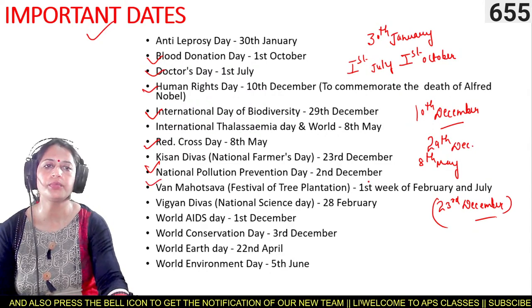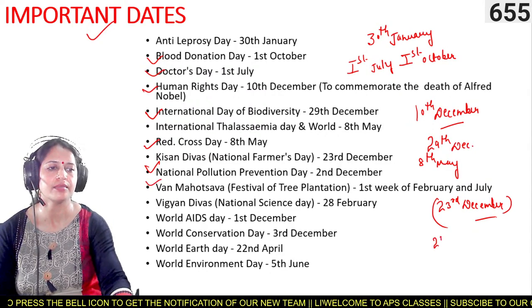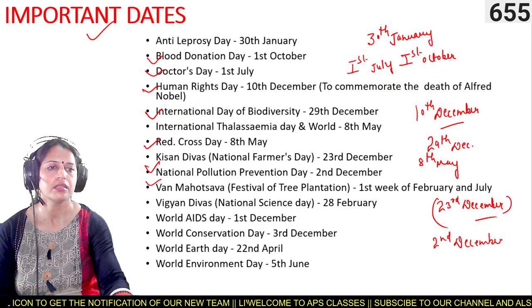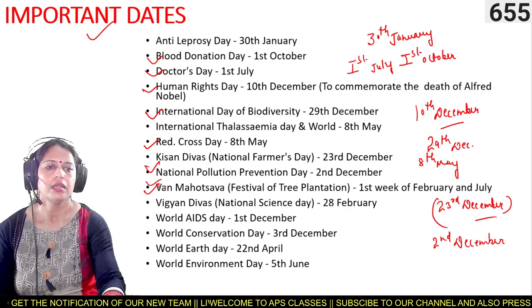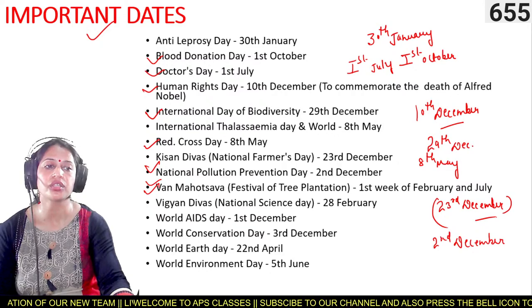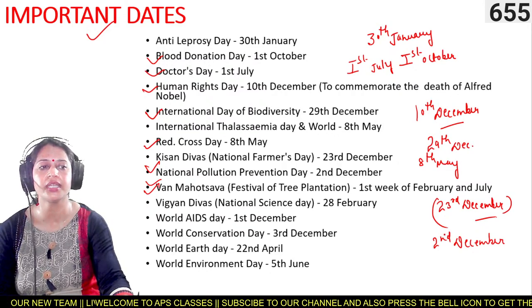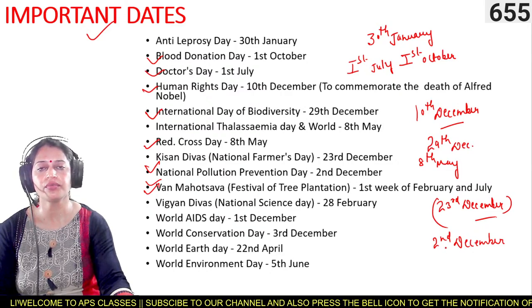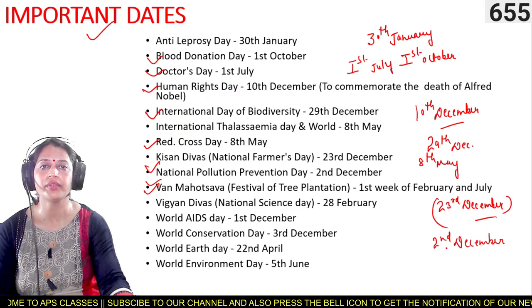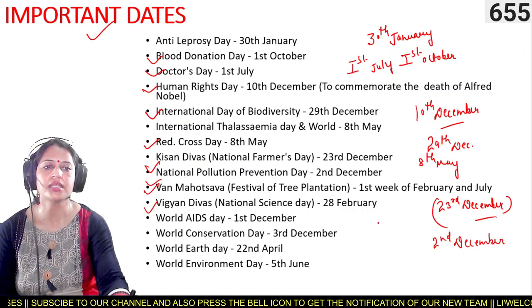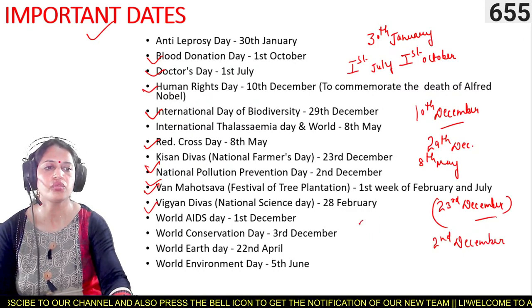National Pollution Prevention Day, that is 2nd December. Van Mahotsava, that is the Festival of Tree Plantation, is in the first week of February and July. Vigyan Divas, that is National Science Day, 28th February.